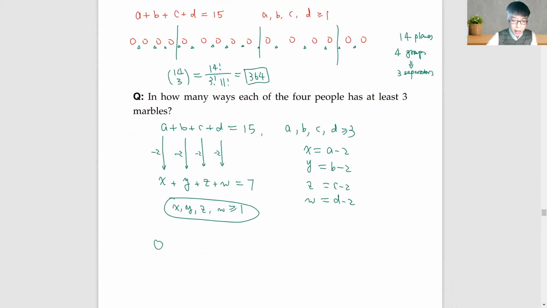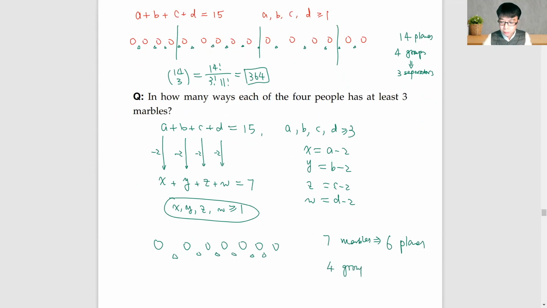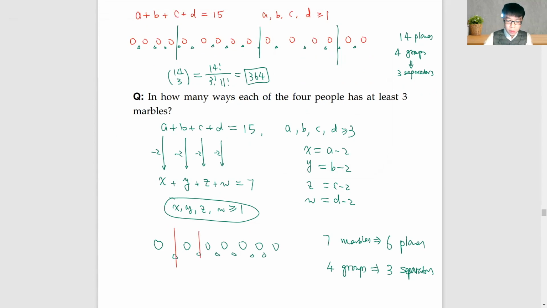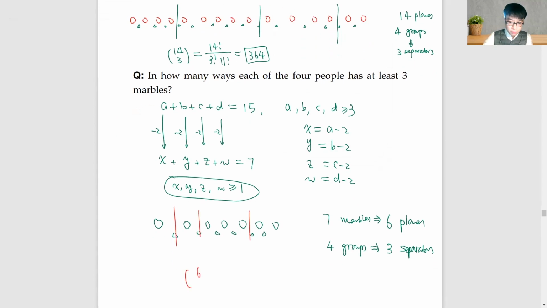It's equivalent to dividing 7 marbles into 4 groups. Again, 7 marbles implies 6 places to insert a separator, and then we need to divide into 4 groups, so we need 3 separators. So it's basically 6 choose 3, which is 20. The answer becomes 20.